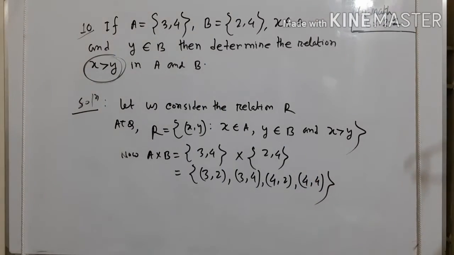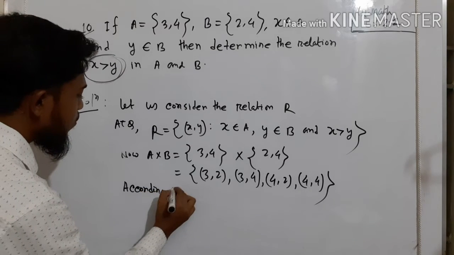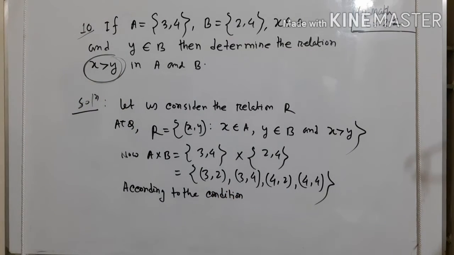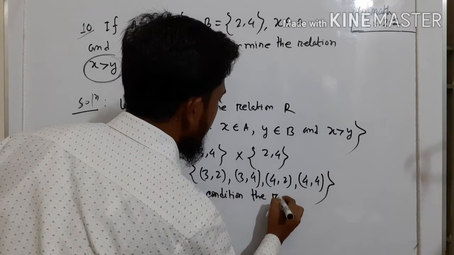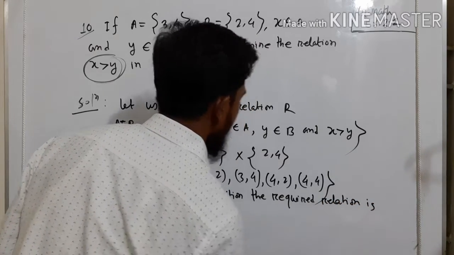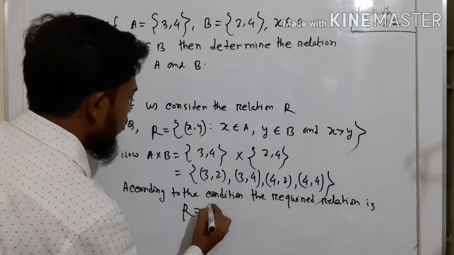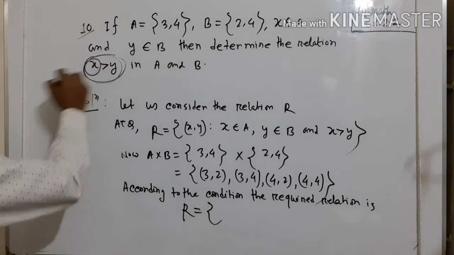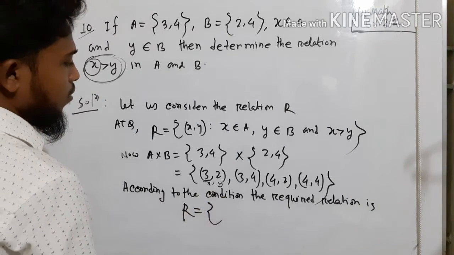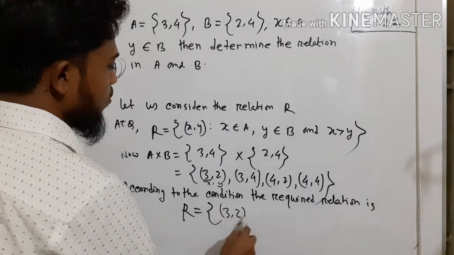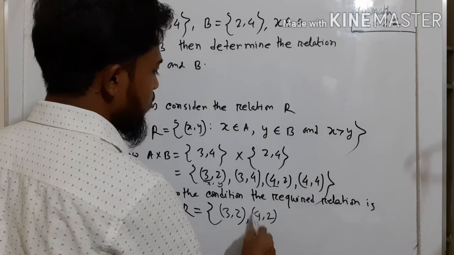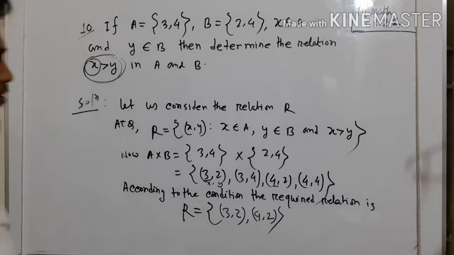So according to the condition, the required relation is R equal to, here x is greater than y, so this is x, this is y: (3, 2), where x is greater than y, and (4, 2), where x is greater than y. So this is our answer.